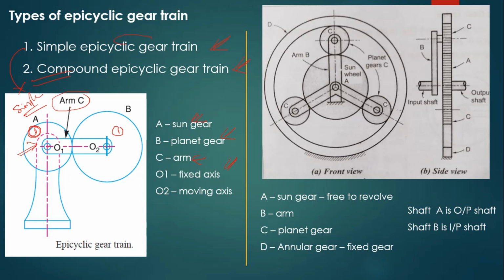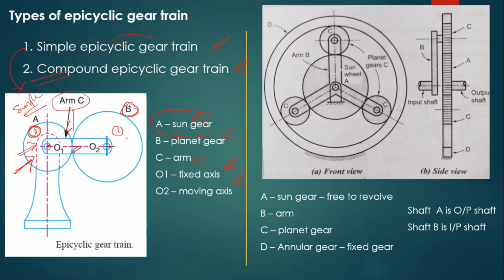See here, O1 is fixed and O2 is moving. If suppose A is fixed, then automatically the arm C and gear B rotate. Arm C rotates about the O1 axis and gear B rotates about the O1 and O2 axes. Why? Because the arm C carries the gear B. So the sun gear is nothing but the gear at the center whose axis is fixed. Here the axis of A is fixed, that's why this is called the sun gear.